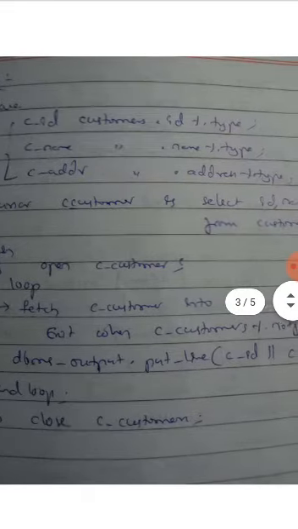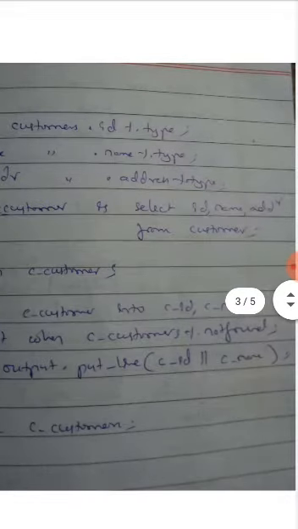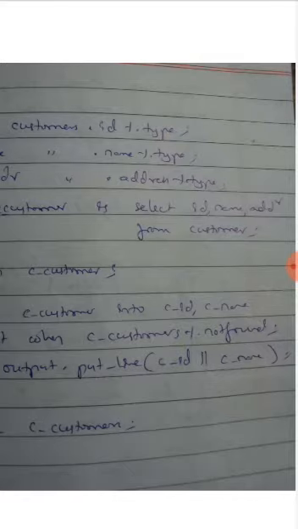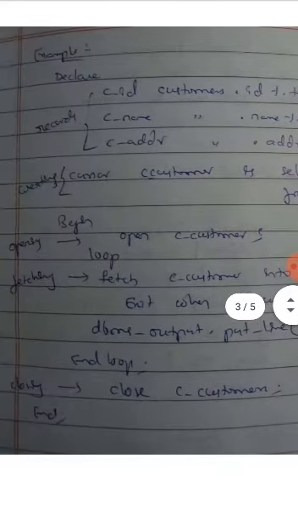Now how will we create the cursor? CURSOR c_customers IS SELECT name, address FROM customers. So the ID, name and address of customers are copied to c_customers.